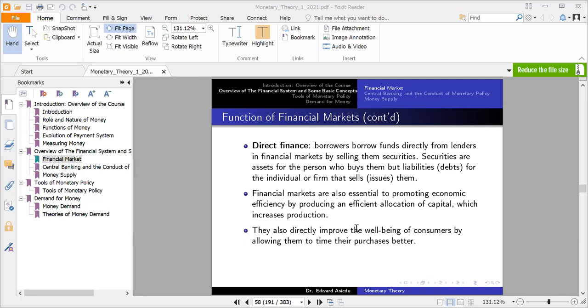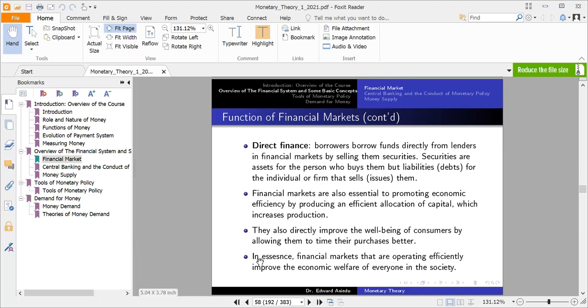They also directly improve the well-being of consumers by allowing them the time to make better purchases. If I have money and a surplus, I can put it in the financial system, and because I don't need the money to buy things now, in the future I can go back and take the money. So they play a very important role in the economy. In essence, financial markets that are operating efficiently improve the economic welfare of everyone in society.